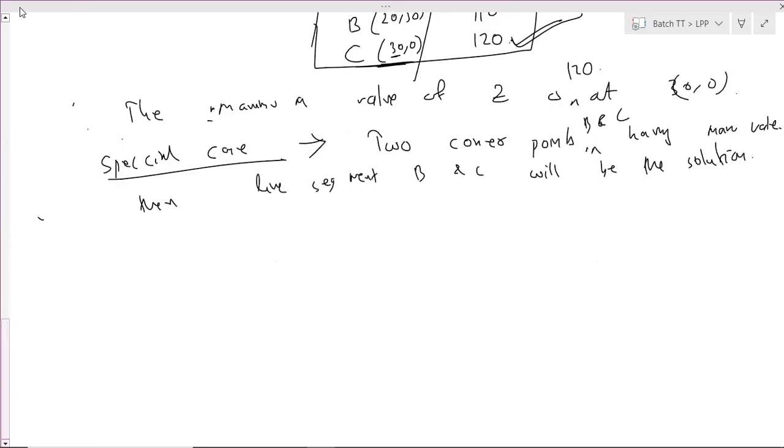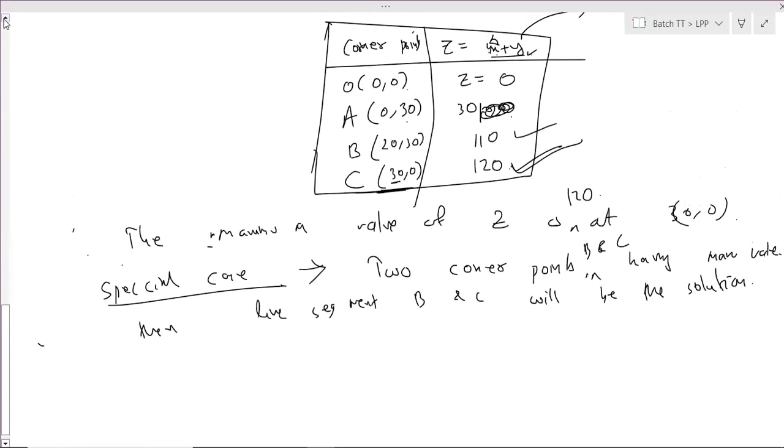Please note it down: the table and the special case.